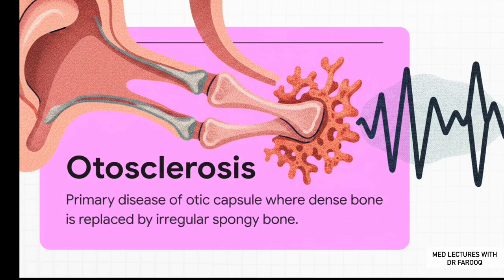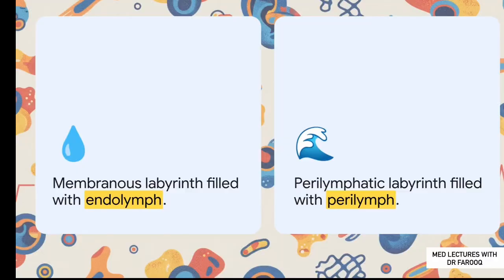I want you to literally highlight those words in your mind. Irregular, spongy bone. This spongy bone most commonly targets the stapes region, locking it down completely. We call this stapes fixation, and because the mechanical transmission of sound is physically blocked, this directly causes a conductive hearing loss. To understand this, let's look at the real estate.